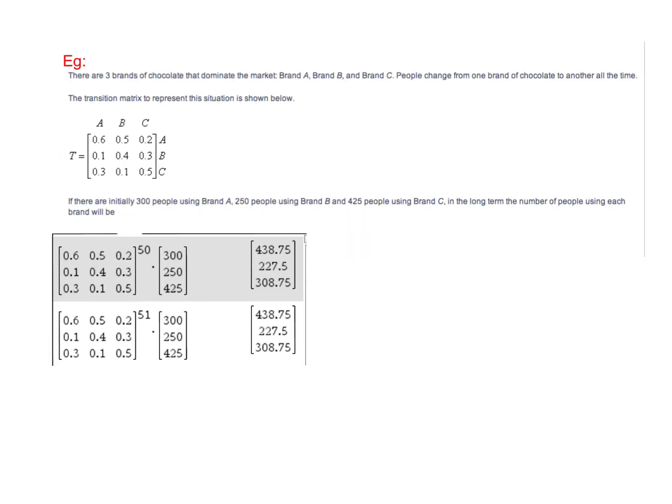Okay, so we've got 3 brands of chocolate that dominate the market, brand A, B, and C. People change from one brand of chocolate to another all the time, and the transition matrix to represent this is shown. If they were initially, so here they're giving it away initially, that's generally what they're giving you, the S0 scenario. So because you're going to have 3 brands, your S0 will be a 3 by 1. So it said initially 300 people had brand A, so there's 300. 425 were at B, and C was 250.